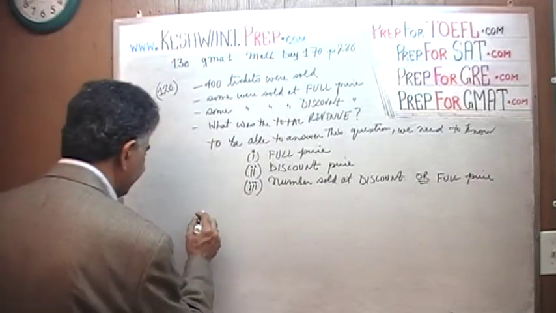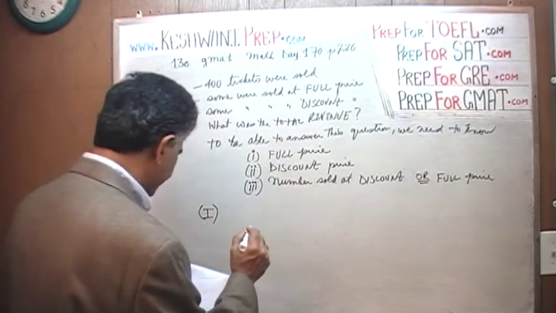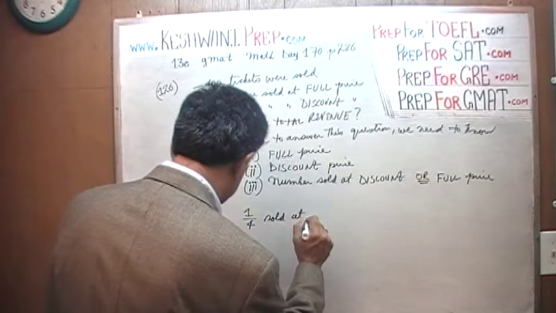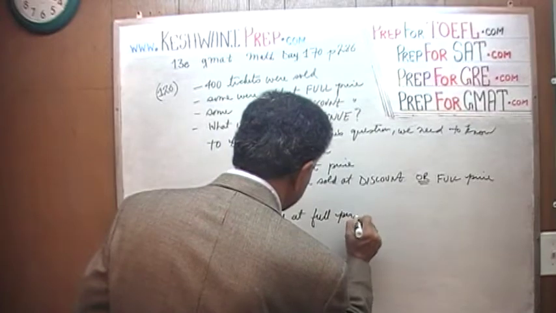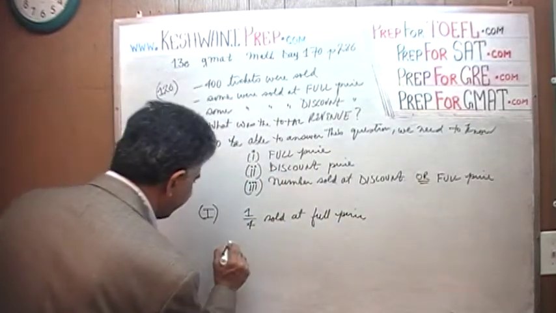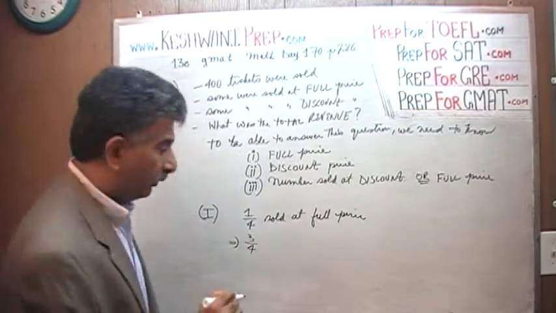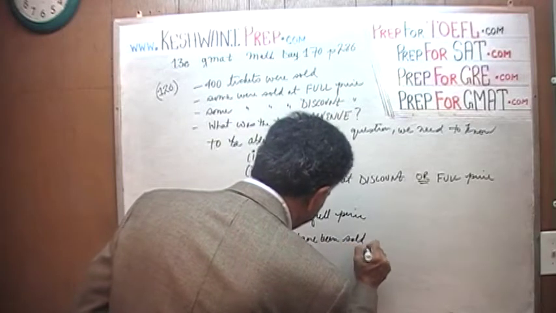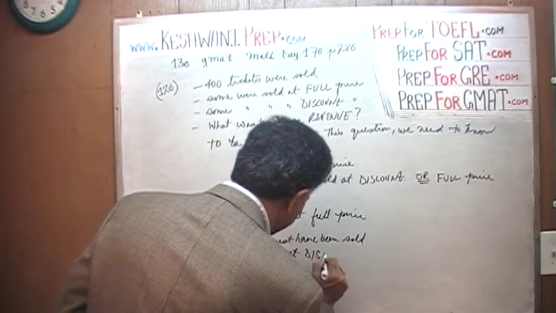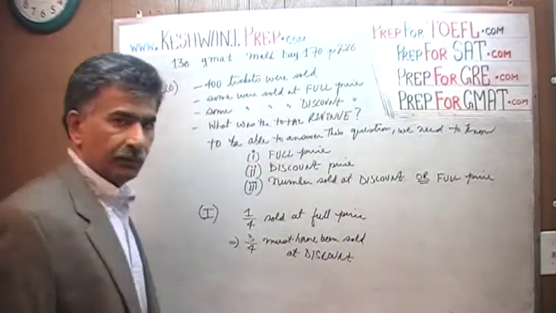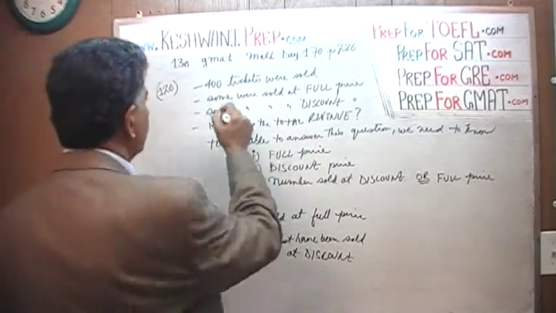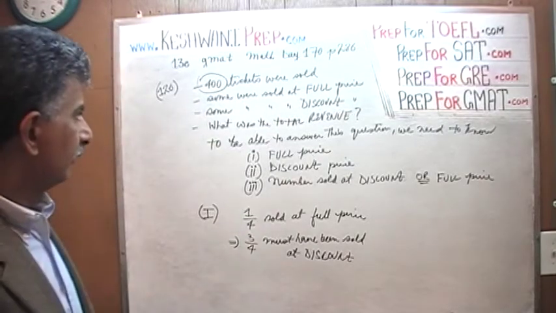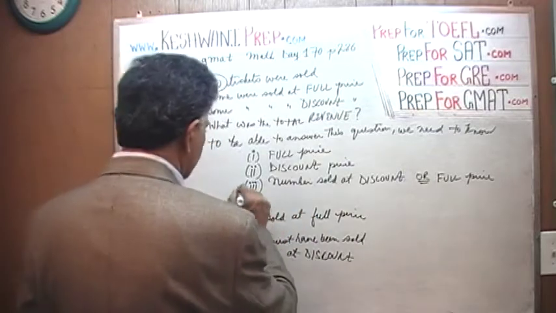In the first statement they tell us that 1 quarter were sold at full price. Well, if 1 quarter were sold at full price, that implies that 3 quarters must have been sold at discount. So now we know 100 were sold, because altogether there are 400, so 100 were sold at full price, the remaining 300 were sold at a discount. So we know this part.